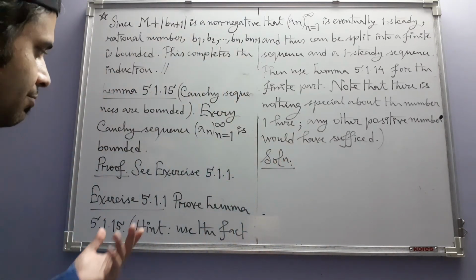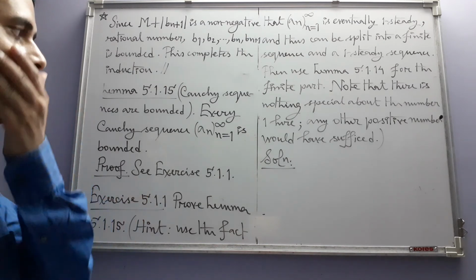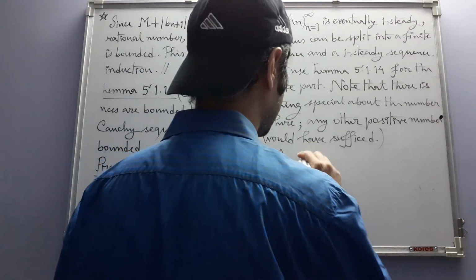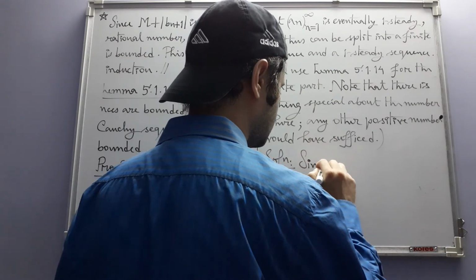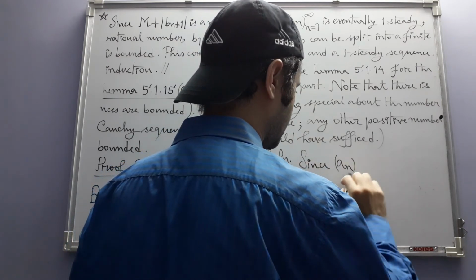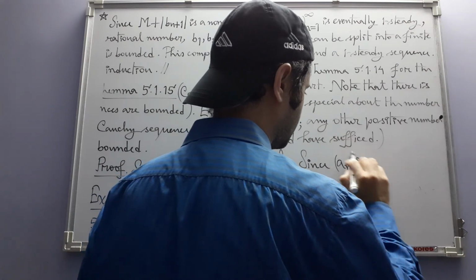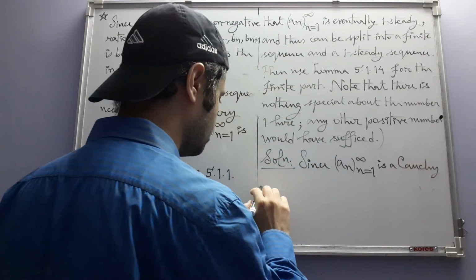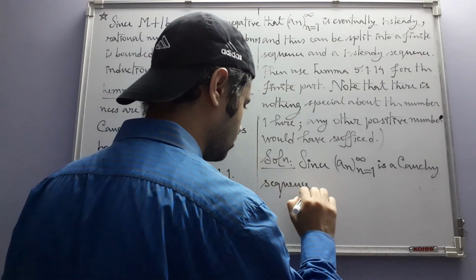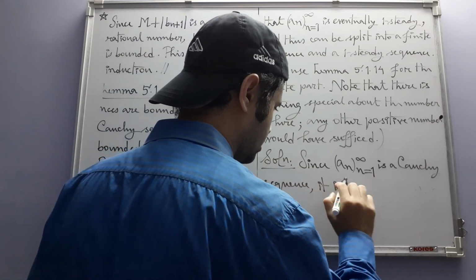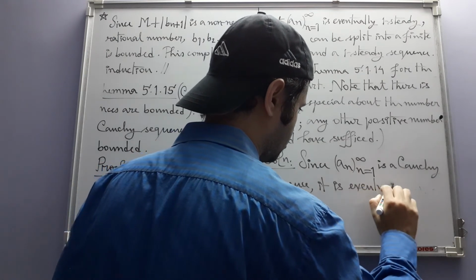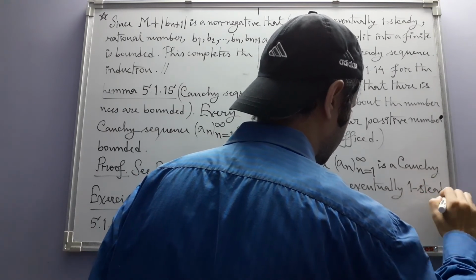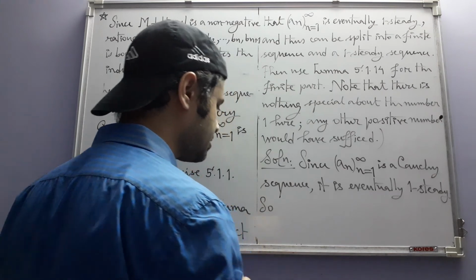So we have been given a Cauchy sequence and this is some hint that is also given along with this. So we start like this: since a_n is a Cauchy sequence, it is eventually one-steady. So eventually one-steady means what?